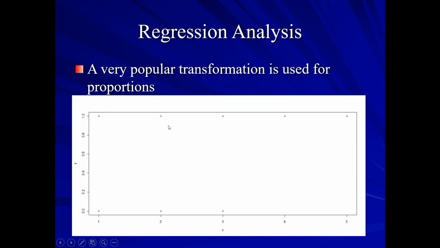Another popular transformation that we're going to look at deals with proportions. And so here, I've got a continuous x variable. However, I do not have a continuous y variable. This is either a success or a failure. So if y is 1, it's a success. If y is 0, it's a failure.